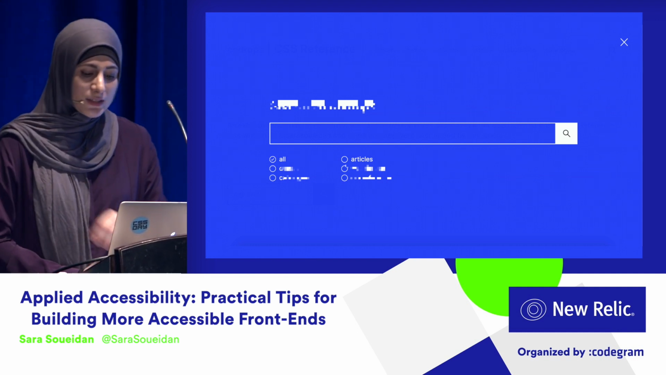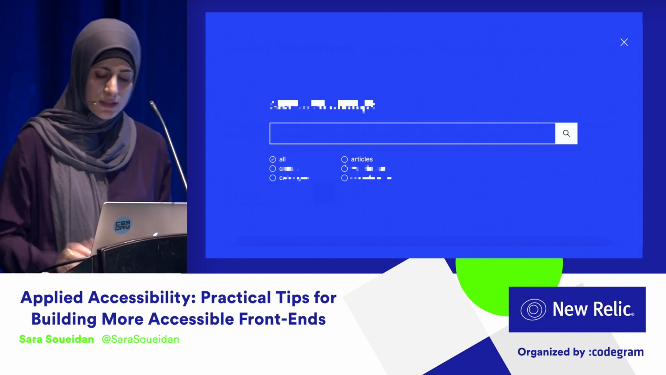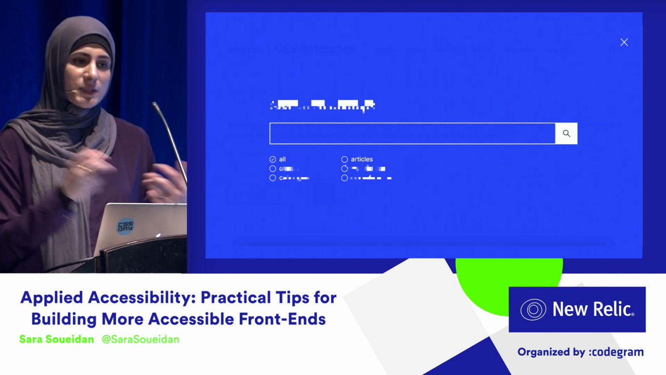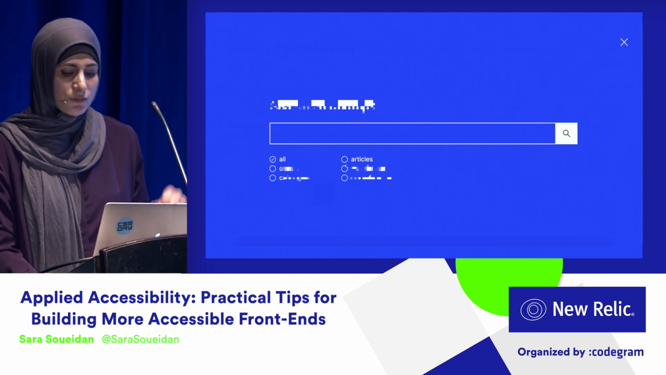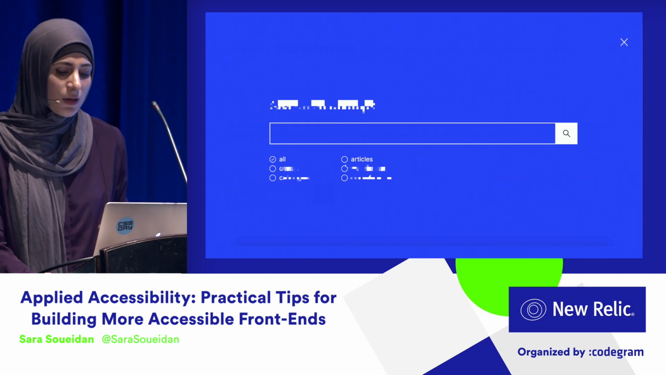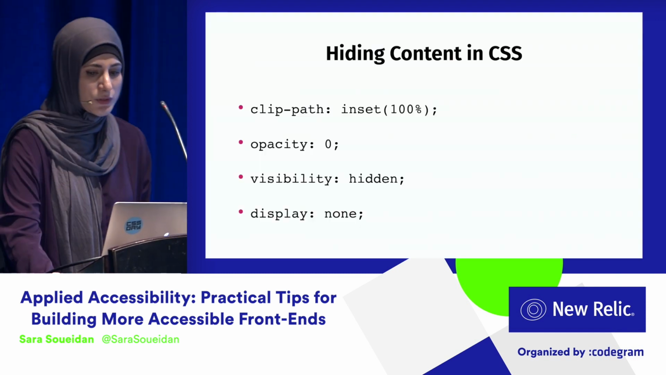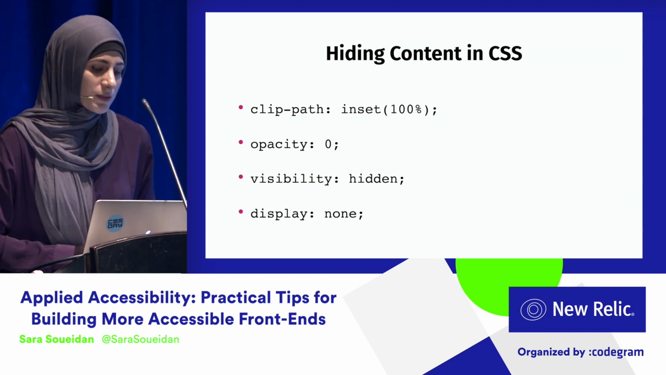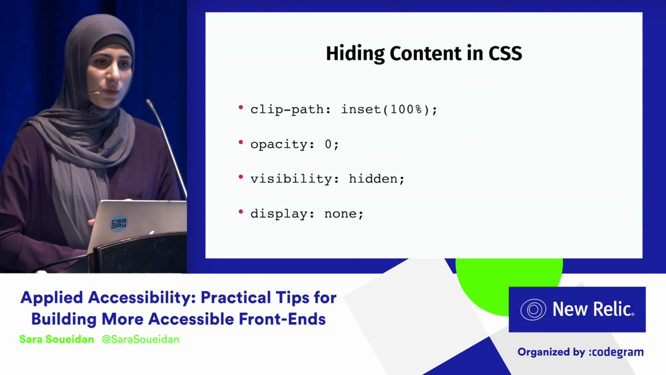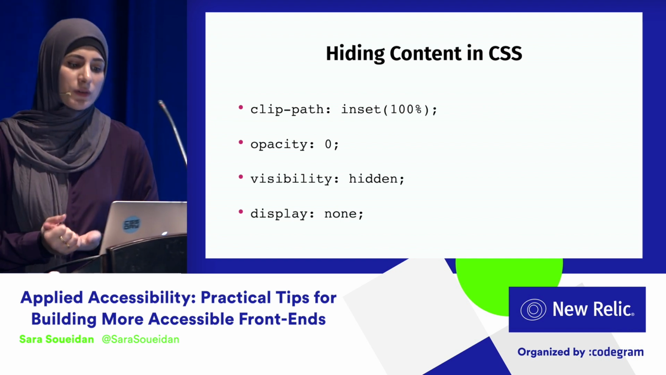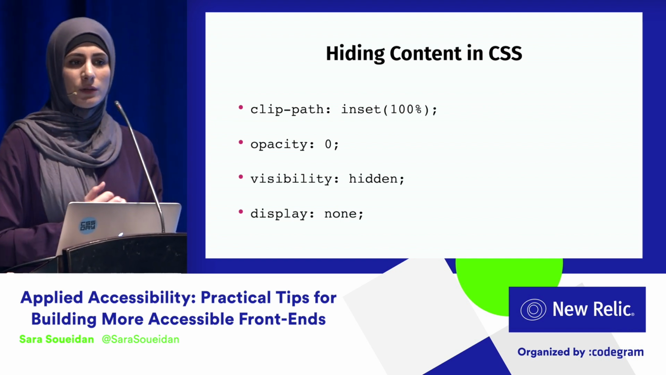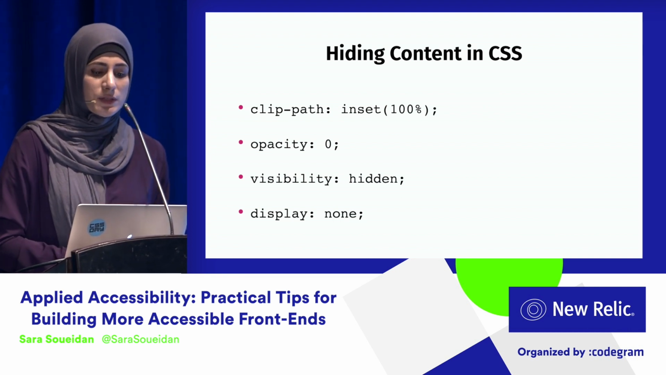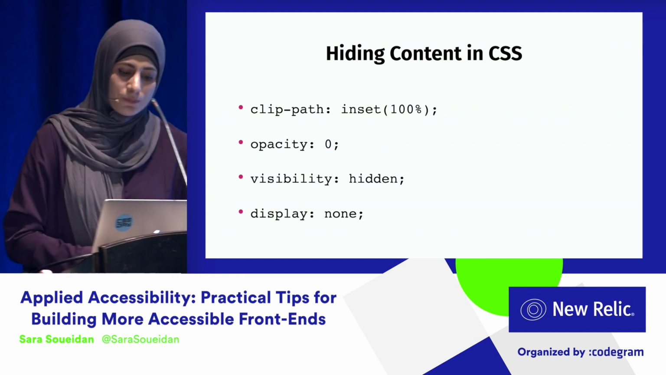Now, since we'll be talking about hidden content for the next few minutes, and how that hidden content is exposed or not exposed to screen readers, I want to first cover the basics of hiding content. There are currently 4 different properties in CSS that you can use to hide content. The clip path, if you set it to inset 100%, will hide an element visually on the page. You can set the opacity to 0, which also hides the element visually. You can set the visibility to hidden, or you can set the display to none.